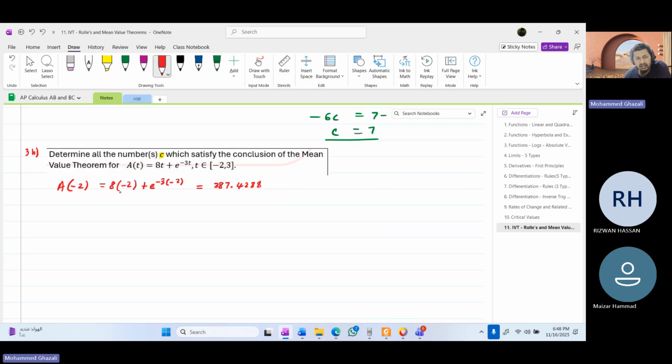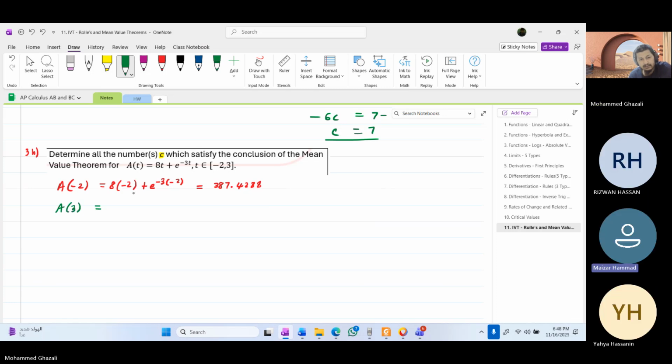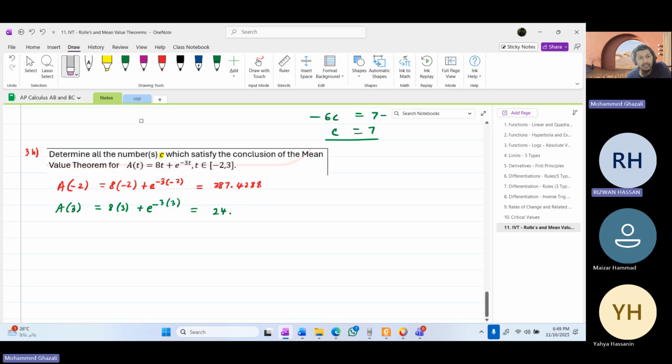Guys, I hope you are also using the calculator and getting these values. What's A of 3? With the 3 now, you're going to substitute 8 times 3, which is 24, plus e to the power negative 3 times 3. What are we getting? 24 exactly, 24.000123341, so we take it as 24, right? Okay. So what's the average gradient between this interval?